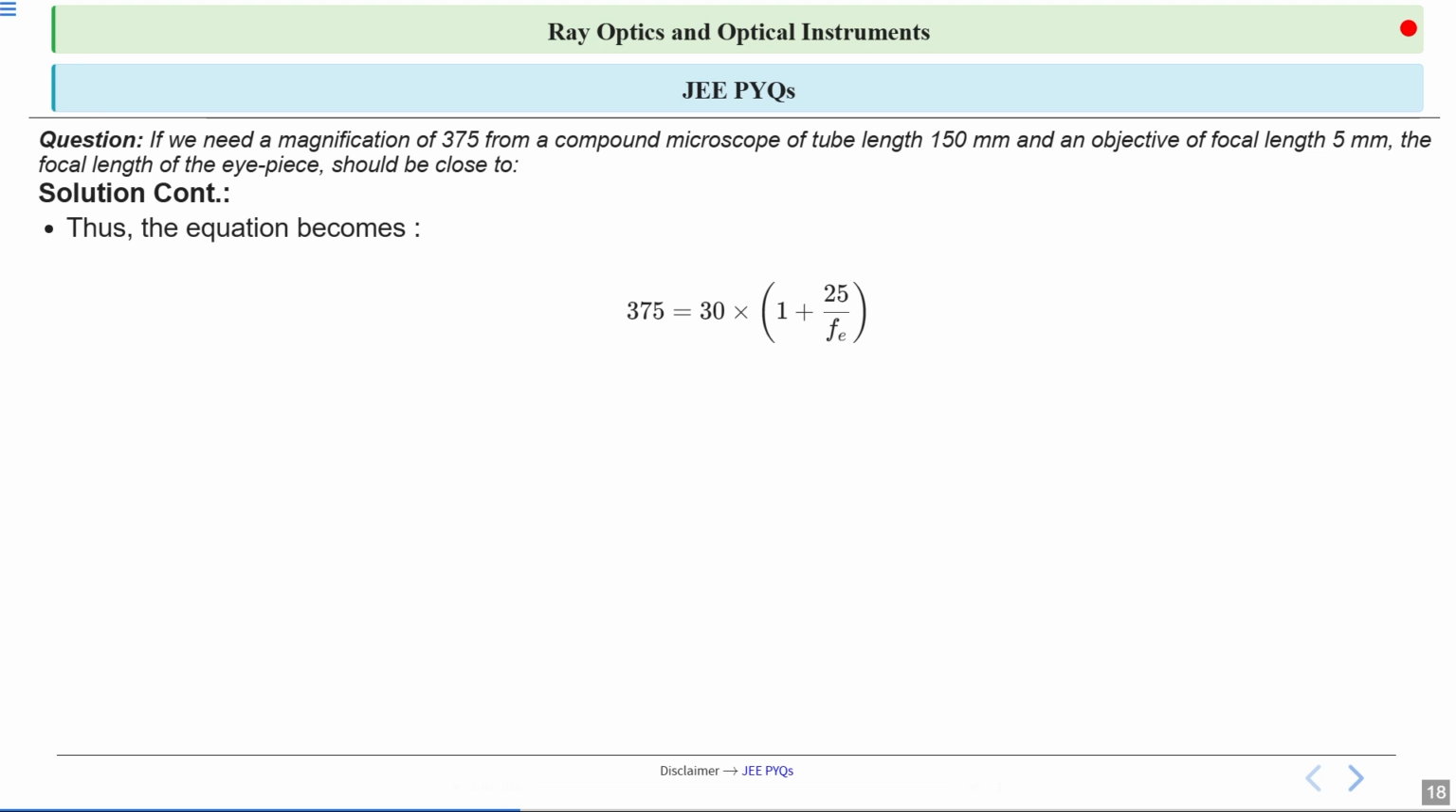Okay, so we know the total magnification is 375 and the magnification by the objective lens is 30. So the equation becomes 375 equals 30 times (1 plus 25 divided by the focal length of the eyepiece Fe). Now we will simplify the equation by dividing 375 by 30. This gives us 12.5, which equals 1 plus 25 upon Fe.